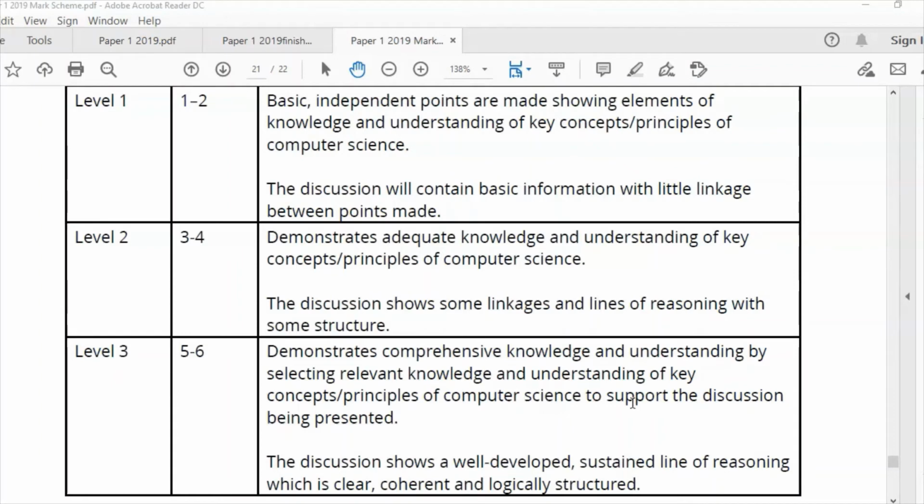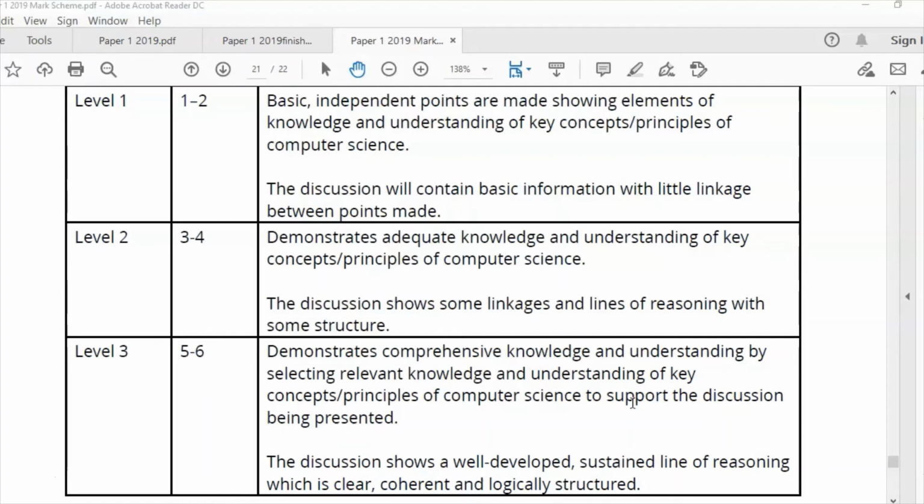This is what the examiner looks at. There are three levels to this. Level one, which is 1 to 2 marks. Level two, 3 to 4 marks. And level three, 5 to 6 marks. Level one, 1 to 2 marks. Basic independent points showing elements and understandings of key concepts. Discussion will contain basic information with little linkage between points made.